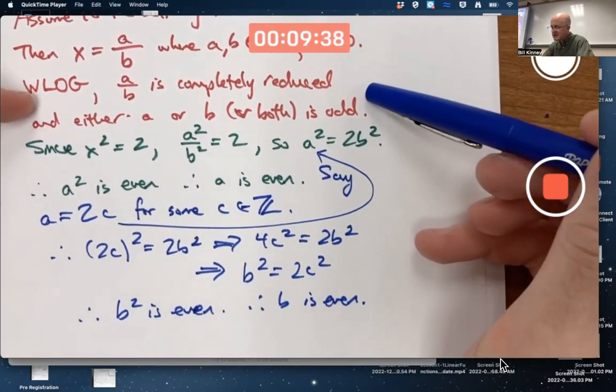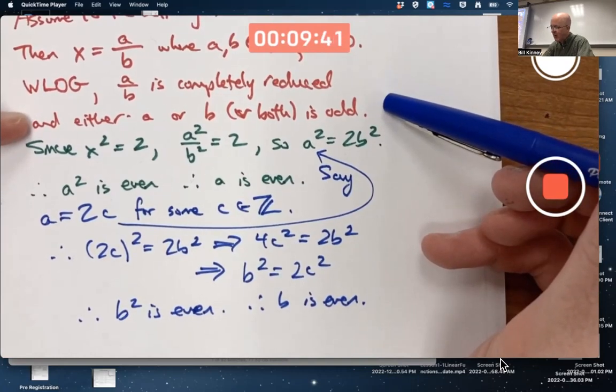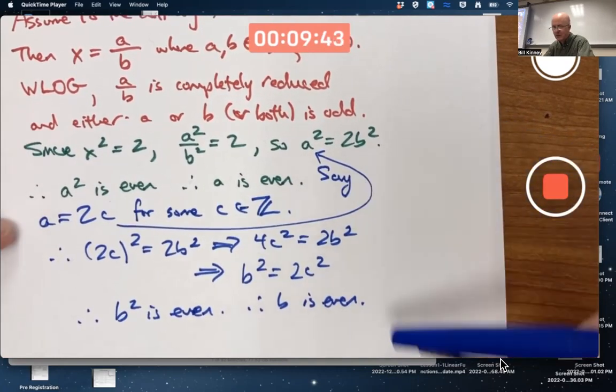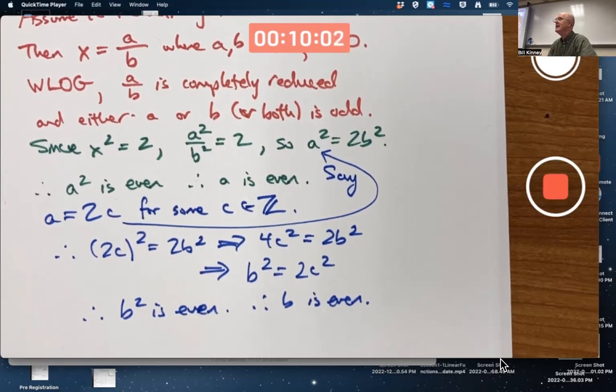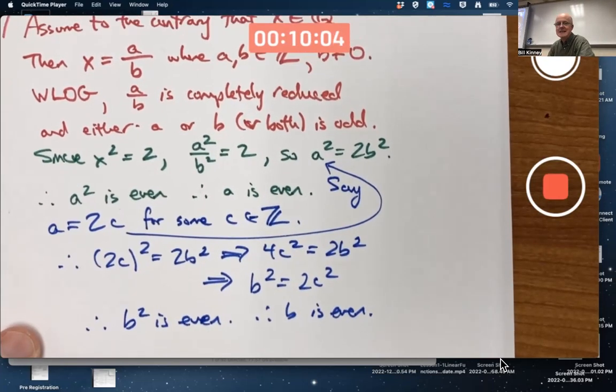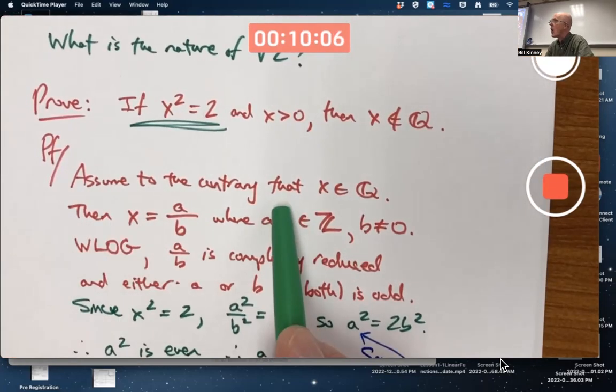But wait a minute. We assumed A over B was completely reduced, so one of those two had to be odd, and we concluded that they're both even. What in the world's going on here? Alarm bells should be going off. What have we done? Does this disprove the validity of math? No, it's a logical contradiction. And what that means is your original assumption must have been wrong.